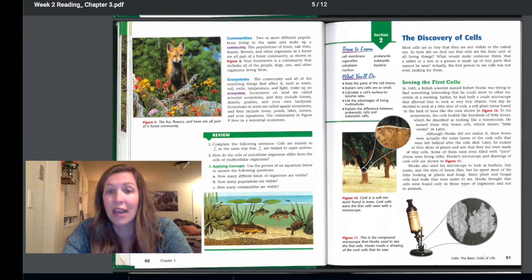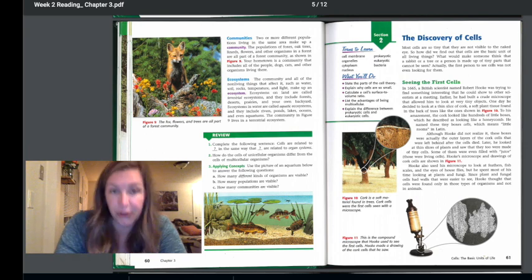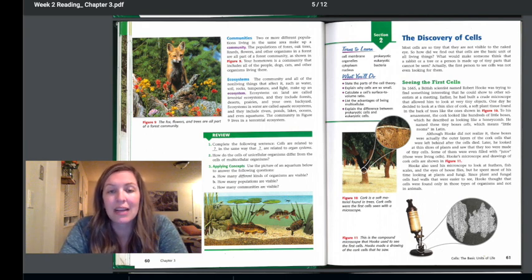On to page 61 in section 2, there's some new terms to learn over here. We have cell membrane, organelles, cytoplasm, nucleus, prokaryotic, eukaryotic, and bacteria. The discovery of cells. Most cells are so tiny that they are not visible to the naked eye. So how do we find out that cells are the basic unit of all living things? What would make someone think that a rabbit or a tree or a person is made up of tiny parts that cannot be seen? Actually, the first person to see cells was not even looking for them.